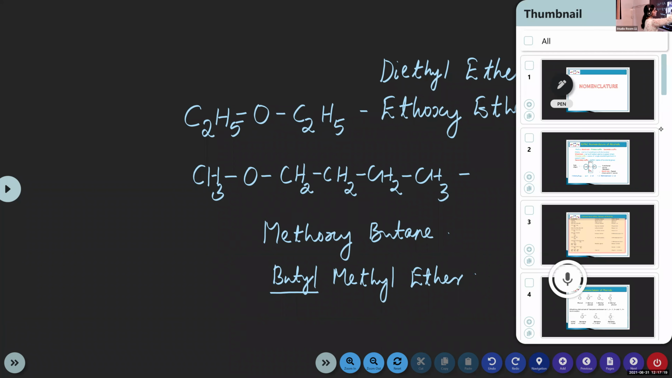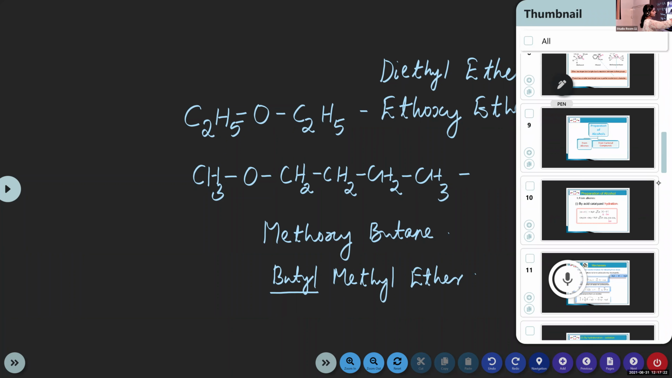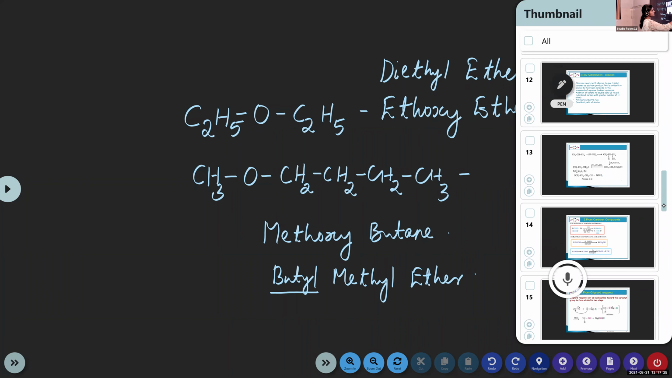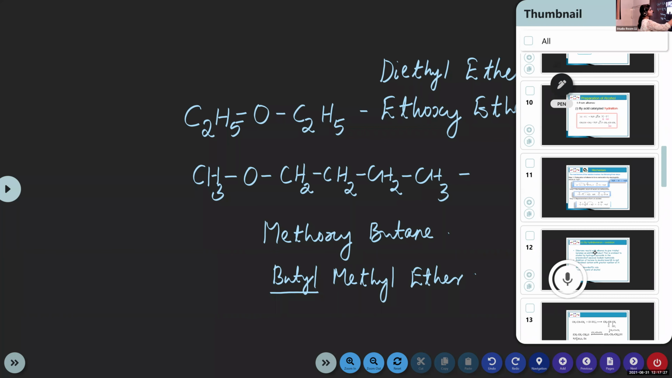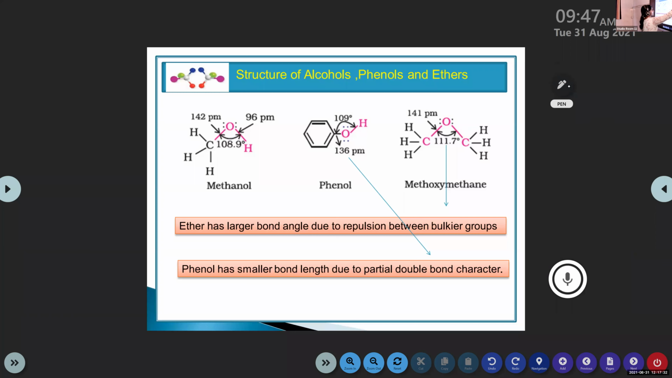Next we are moving to the structure of alcohol, phenol and ether groups. The same image is in your textbook, page number 328, figure 11.1. Now we are discussing the structure of alcohols, phenols and ethers. The first one given here is methanol, that is CH3OH.